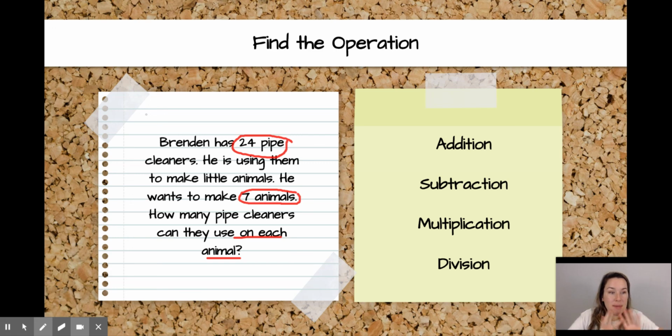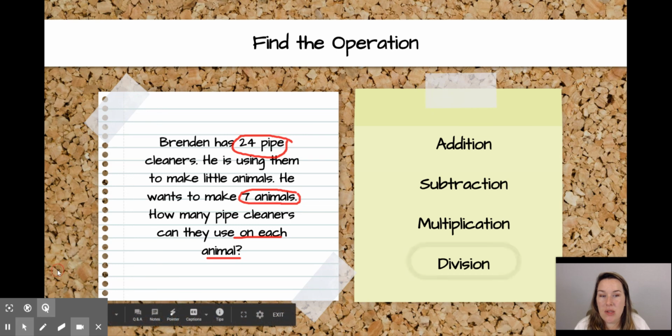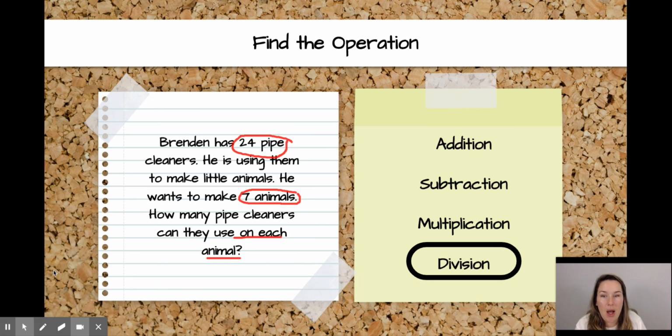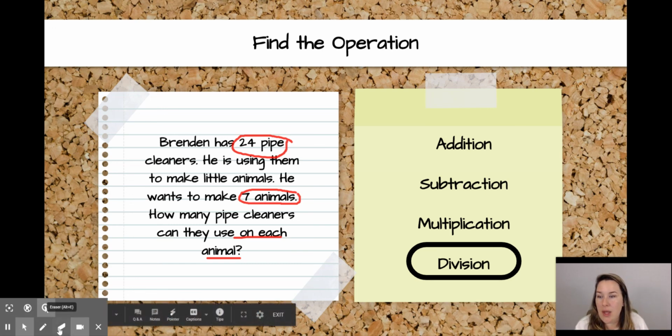And because he's splitting those pipe cleaners up between the groups, which are the 7 animals, this is going to be a division problem. You would do 24 pipe cleaners divided by 7 animals. You're splitting it up. So again, it would be division.